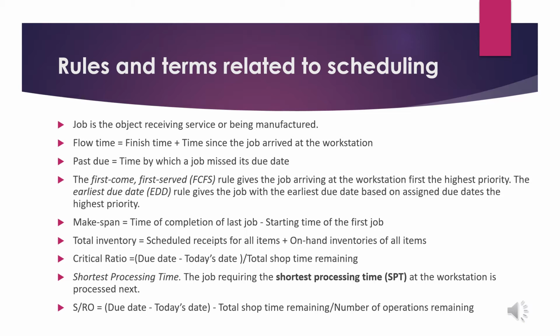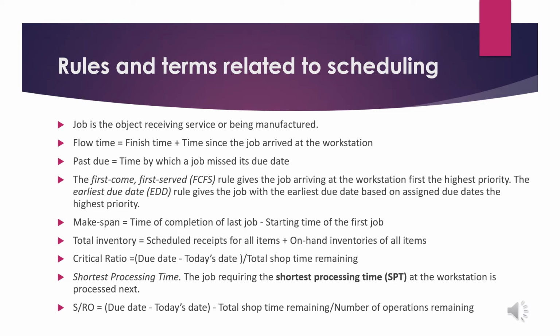So the formula for critical ratio is equal to due date minus today's date divided by the total shop time remaining. The difference between the due date and today's date must be in the same time units as the total shop time remaining. A ratio less than 1 implies that the job is behind schedule, and a ratio greater than 1 implies that the job is ahead of schedule. The job with the lowest critical ratio is scheduled next.